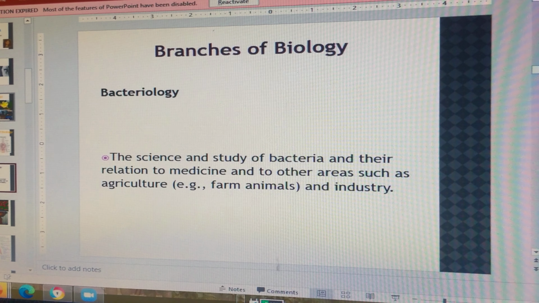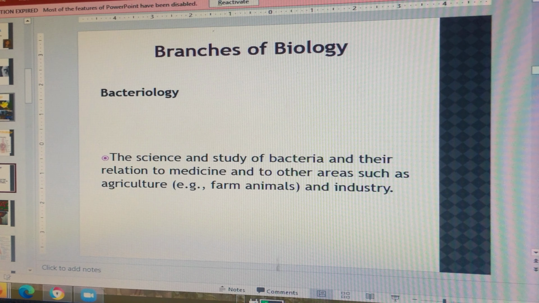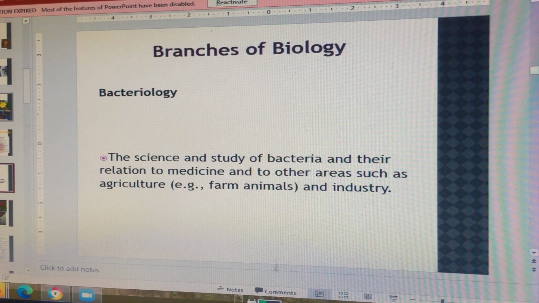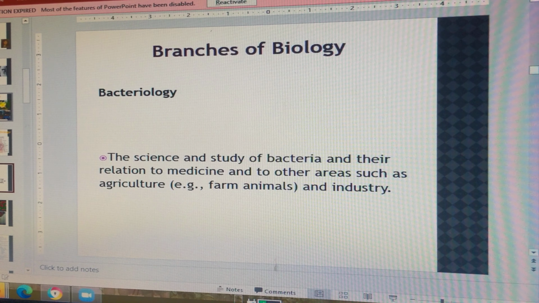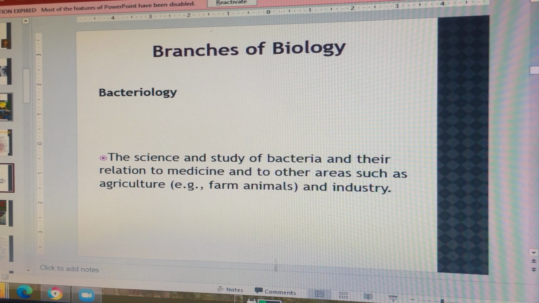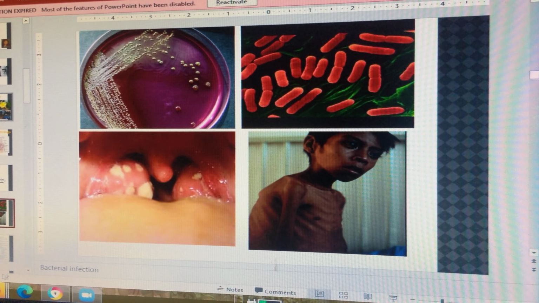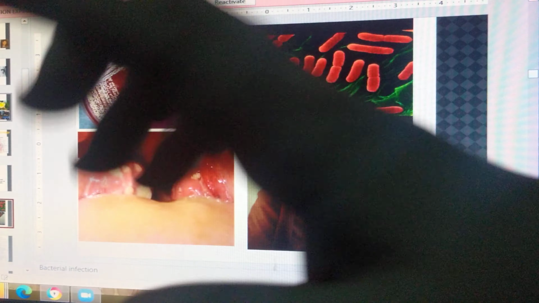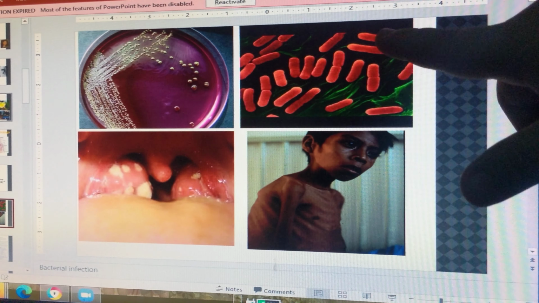Okay, then we have the bacteriology, the science study of bacteria and their relationship to medicine, to other areas such as agriculture, farm, and industry. So, pag pinag-aralan natin ang bacteria, not all bacteria are harmful or pathogenic. So, there are bacteria that are beneficial and useful for us, na ginagamit nga for medicine and other such things as agriculture. Okay, so for example, these are the bacteria. Okay, this is the bacillus.